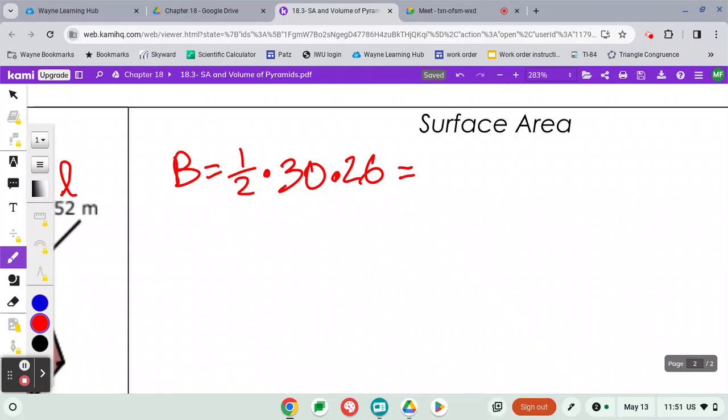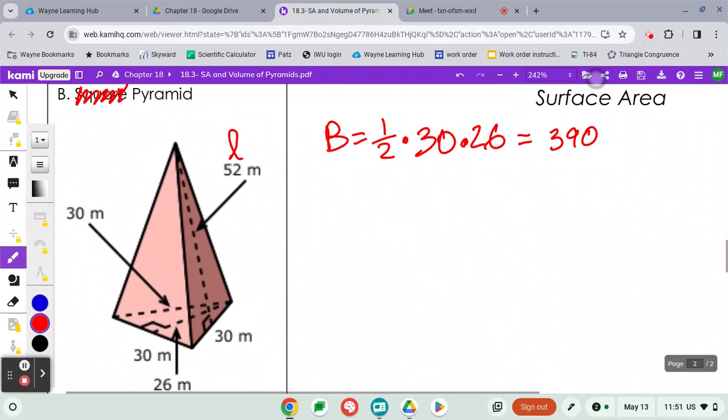What is half of 30? 15. 15 times 26? Not quite. I think you did 15 times 25. Or you got 15 times 26? 390. Did you do 25? Okay. Yeah. All right. That is the area of our base, right? Now, we also need to know something else about the base. We need to know the perimeter. What would the perimeter of my base be?